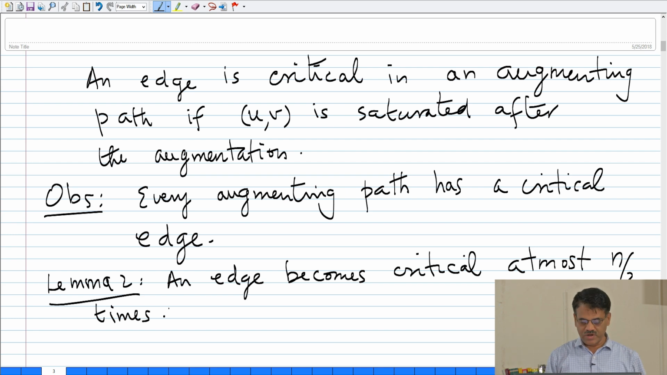But what we will argue is that any edge, you may saturate it, you will send full flow, then you may decide to take it back and then send it again, but you won't do it many times. In particular, we will argue that an edge can become critical at most n by 2 times. I now want to argue that this is the end of the story. Is it clear? If this is what is true, how many augmentations are possible totally?